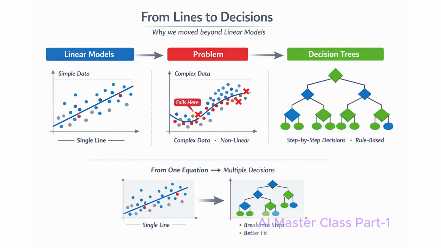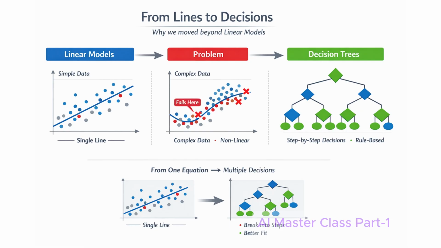Now we have understood decision trees and before that linear and logistic regression. And if you look carefully, there is a clear progression in how we are solving the problem. In linear and logistic regression, we were trying to capture the relationship using a single line, which works well when the relationship is simple and linear, but starts failing when the data becomes more complex. Then we move to decision trees, where instead of forcing a single equation, we started breaking the problem into smaller decisions by asking questions step by step. And this worked much better for non-linear and rule-based problems.